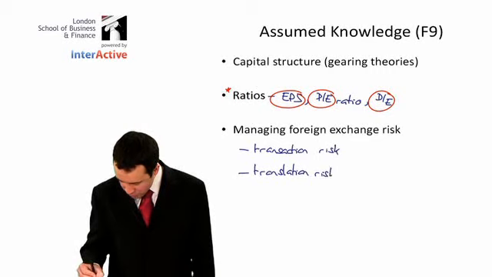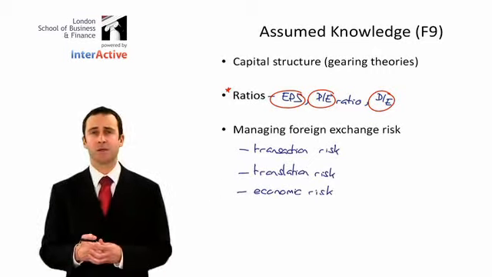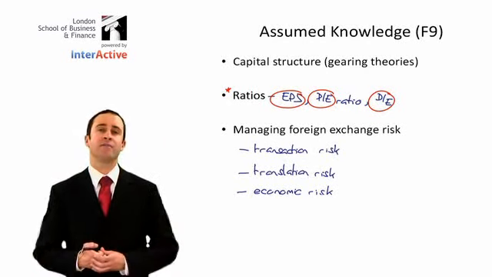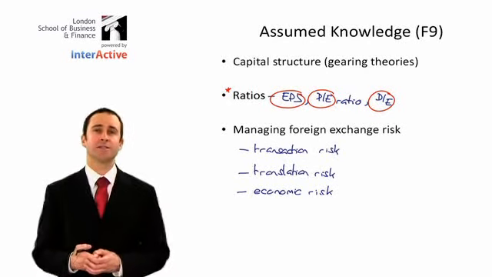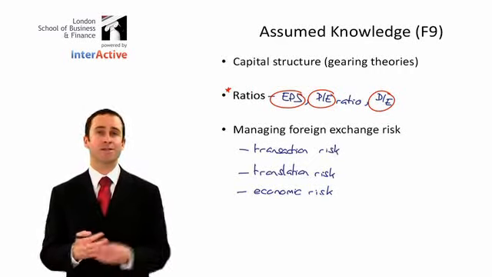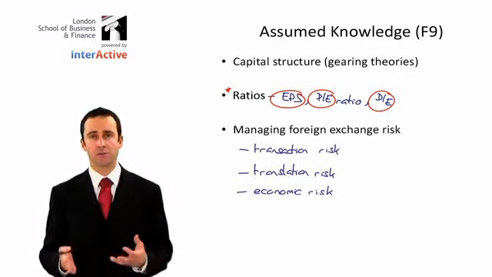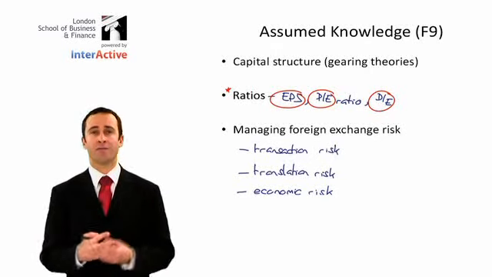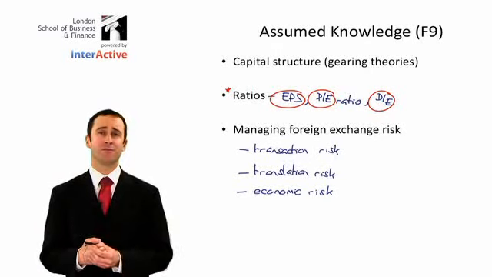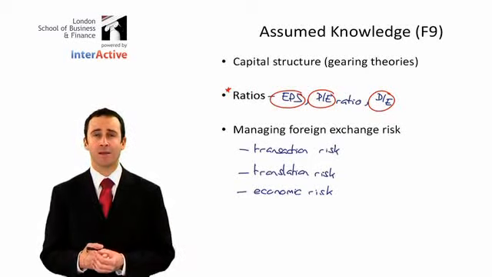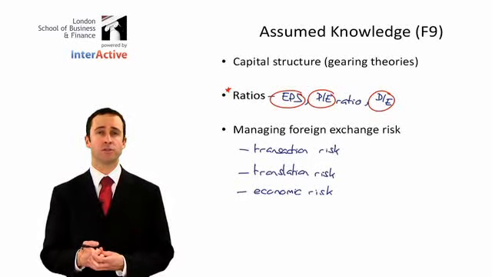your translation risk, and then there, your economic risk. I'm not going to go through now and give you definitions of your transaction, your translation and economic risk. They should be familiar. It's assumed knowledge. You should know it already. If you don't, go back and make sure that you have a quick look over some of your F9 stuff before you start getting stuck in to the majority of the P4 stuff.